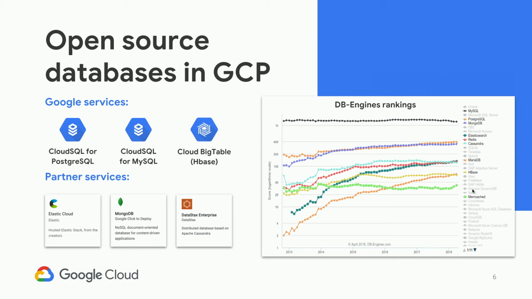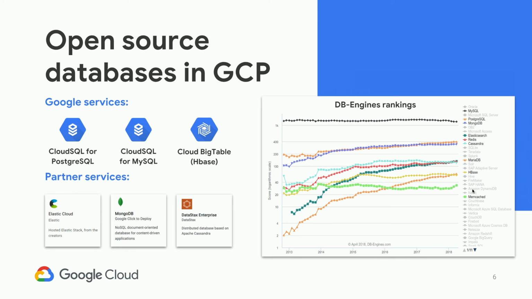So for example, if you look at the popular open source databases that are currently available, and if you look at the DB-Engines ranking, for example, MySQL, PostgreSQL, Elasticsearch, Redis, et cetera, are very popular databases that customers are using today to build applications. Now, if you want to use those databases in Google Cloud Platform, those databases are available as services that Google provides, or there are partner services that you can use to leverage those databases.